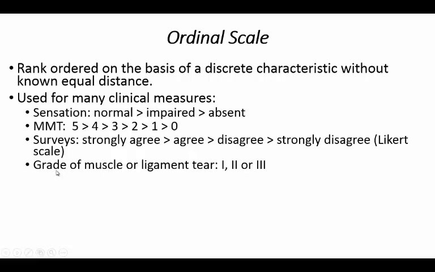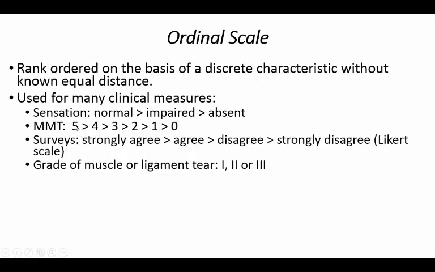If I'm looking at a sprained ligament or strained muscle, I can grade the sprain, the strain, or the ligament tear as grade 1, grade 2, or grade 3. Obviously, grade 3 is the worst case scenario. So I hope it's clear that we have rank order on the basis of a discrete characteristic without known equal distance. We'll get to the part of equal distance.